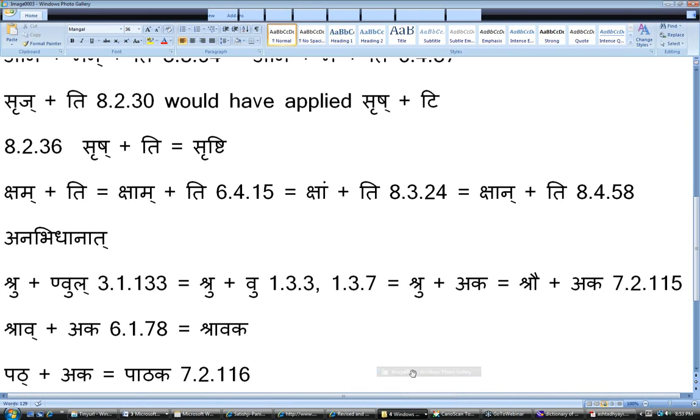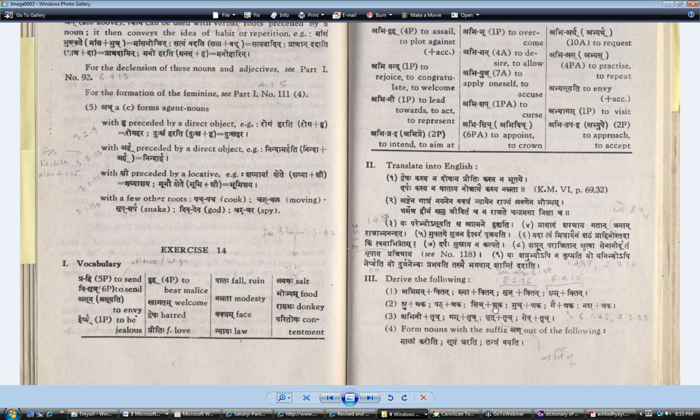The next one is Sich plus Aka. Okay, Sich. So Pat is to read, by the way. Again, same thing with Pathaka.